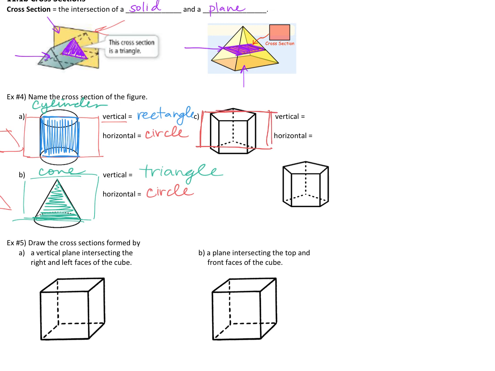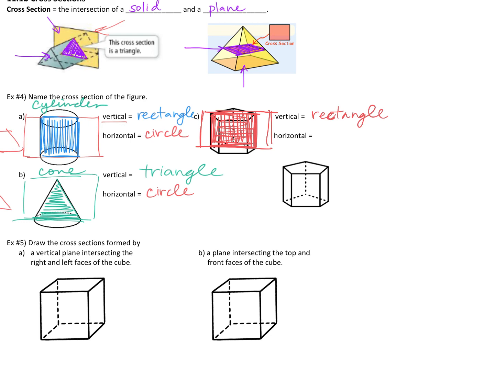If I cut vertically through that figure, what I get is a rectangle. You have all this, and we shade it in. So vertically through, we get a rectangle.